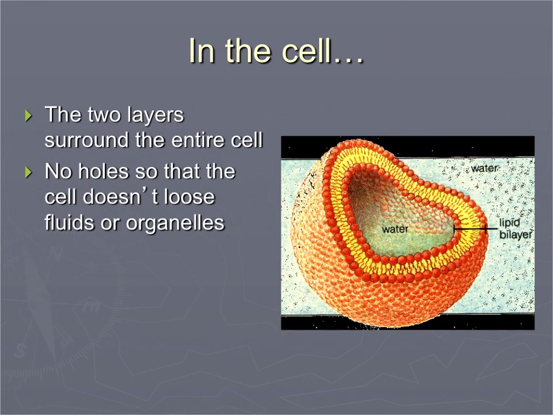These two layers surround the entire cell, so the cell is completely enclosed. It holds inside of it everything that needs to stay inside the cell so that it doesn't lose things like fluids and organelles. And so inside of the cell is a water-based solution, and outside of the cell is a water-based solution, but they don't touch each other because that phospholipid bilayer goes around the entire cell.